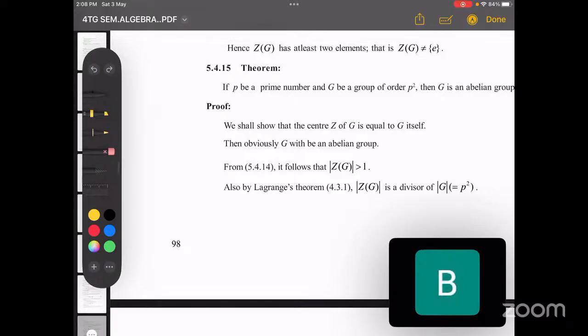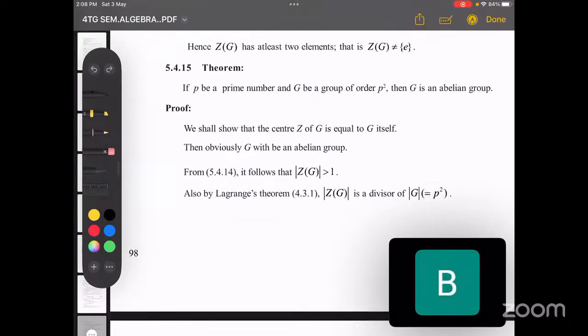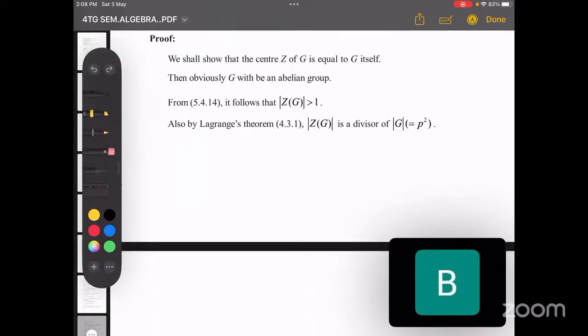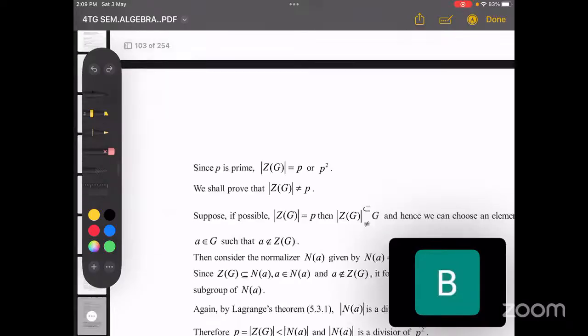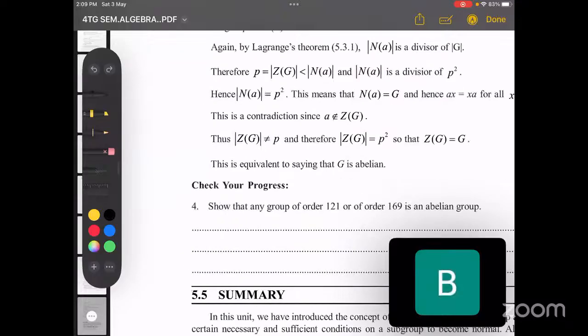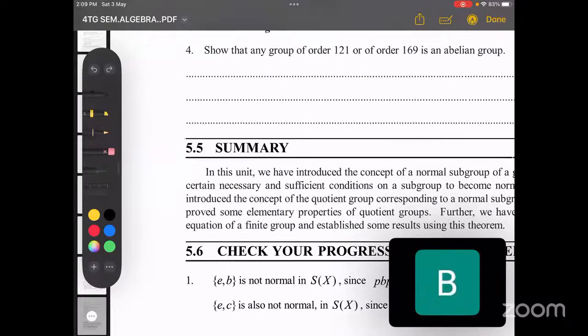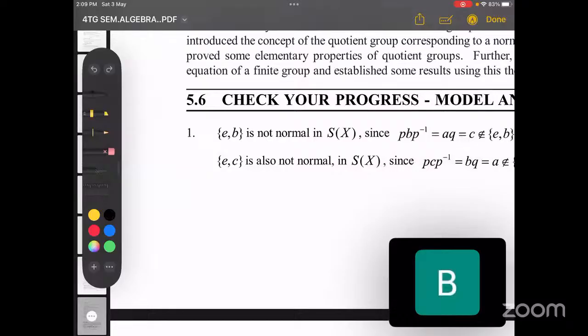If P is a prime number and G is a group of order P square, then G is an abelian group. Okay. So if P is any prime number and G is a group of order P square, then G is an abelian group. We have to show that. Okay, by this we are completing the fifth unit.